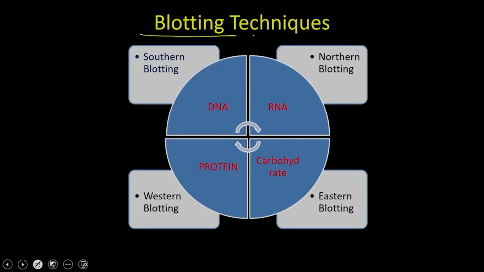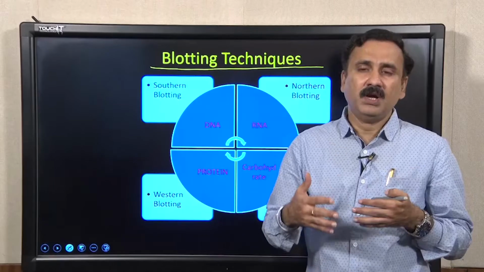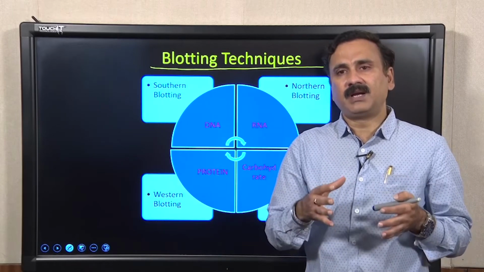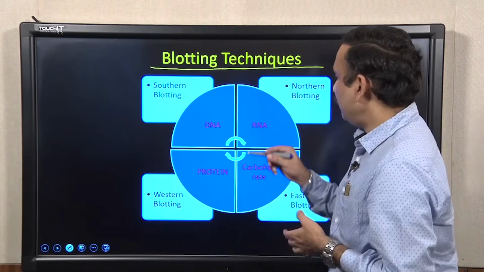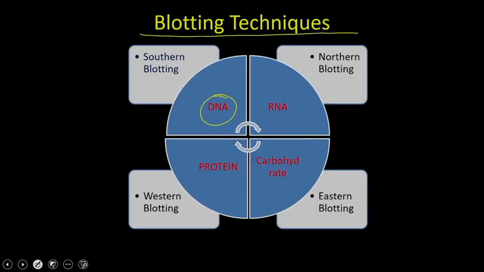As the name suggests, a blotting technique utilizes the blotting of biomolecules onto a membrane, and then you can use different types of analytical reagents to detect these biomolecules. Depending on the biomolecule, the blotting techniques could be of multiple types. If it is DNA, the technique is called Southern blotting. If it is RNA, it is called Northern blotting, and if it is a protein, the technique is called Western blotting.